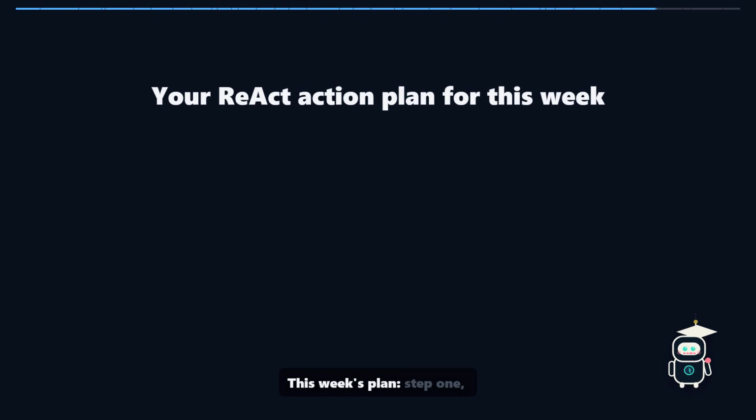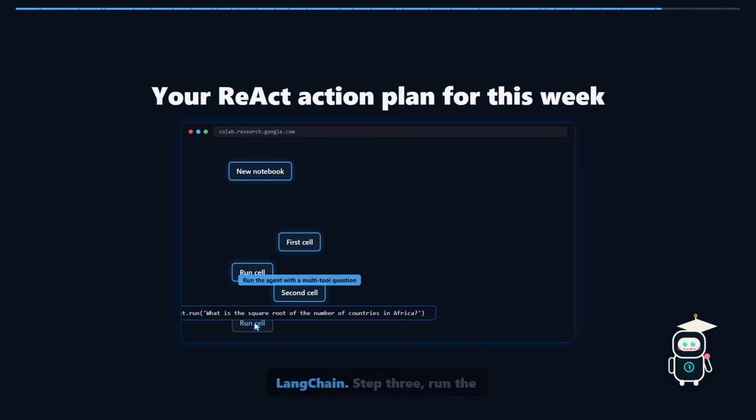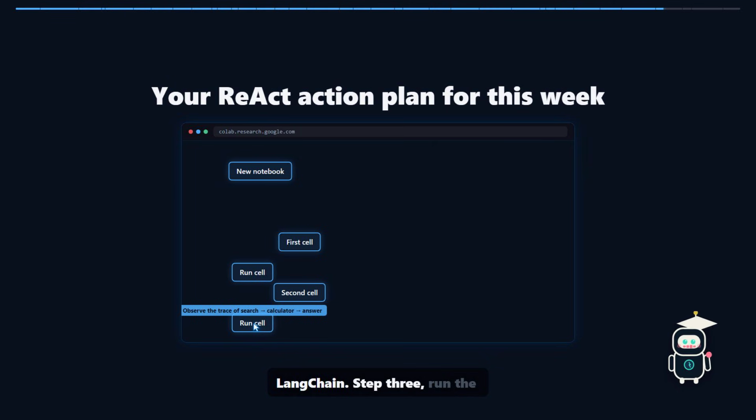This week's plan. Step 1. Fire up Google Colab. Step 2. Paste the code from our earlier agent and install LangChain. Step 3. Run the agent with "What is the square root of the number of countries in Africa?" to see search and calculator work together. Step 4. Read the trace to really internalize the loop. Step 5. Swap in your own API tool, maybe a weather API, and publish the notebook on GitHub. That single project is a 6-figure resume bullet.